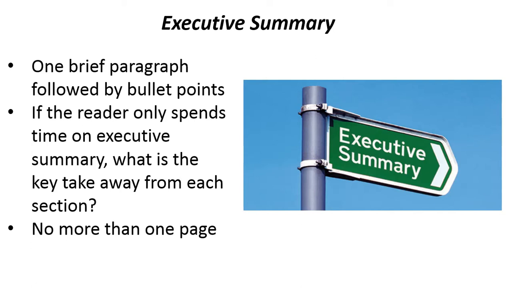If this is an executive communication class, executives don't have a lot of time to read a 10 or 15 page report, but they will read an executive summary. So you have a brief paragraph followed by bullet points. Those bullet points should directly relate to the history, trends, and challenges and next steps of your report. So again, the key takeaway is, think about this. If the reader only spends time on your one-page executive summary, what is the key takeaway you want that reader to have? And the executive summary is for the entire report.